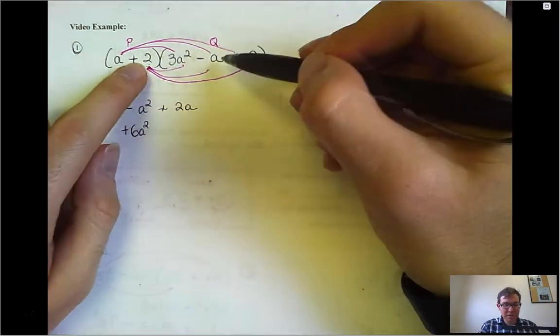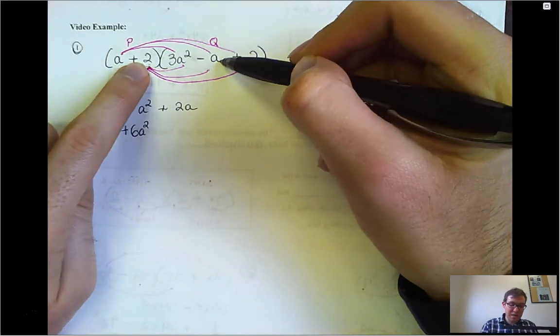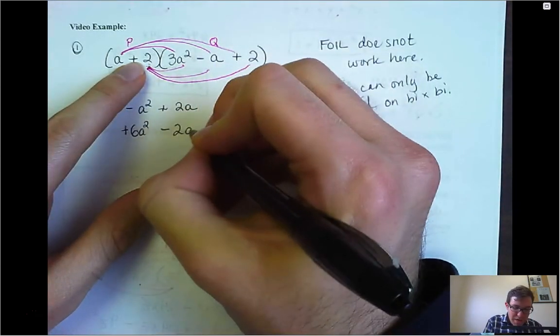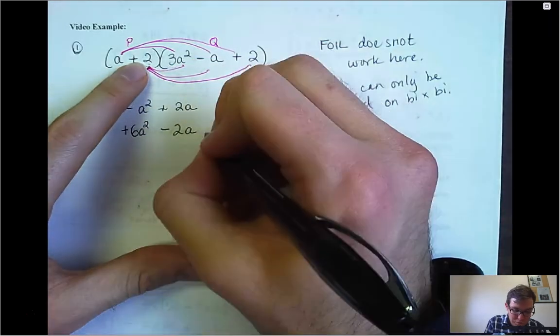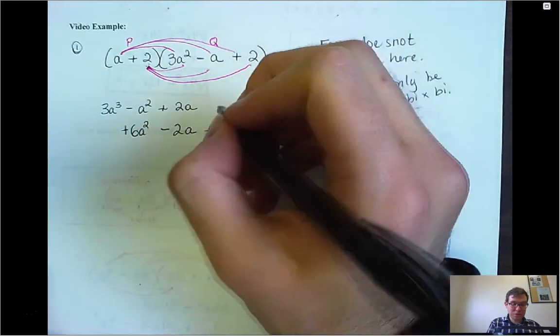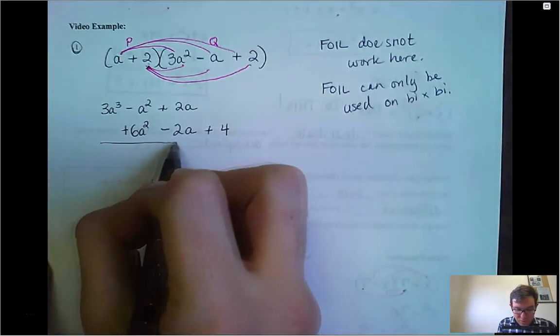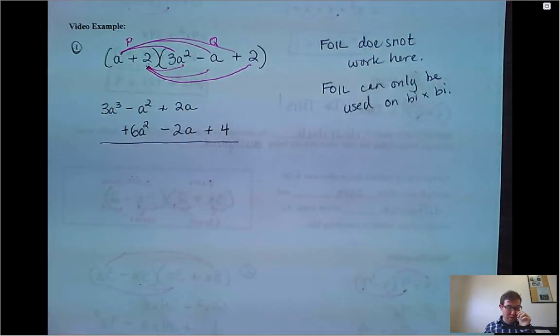Next, I'll take the 2 to the negative a. That will give me negative 2a. And then finally the 2 multiplied by the positive 2. So 2 times 2, that equals 4. All right, so then we've multiplied everything. Now we need to combine the like terms.